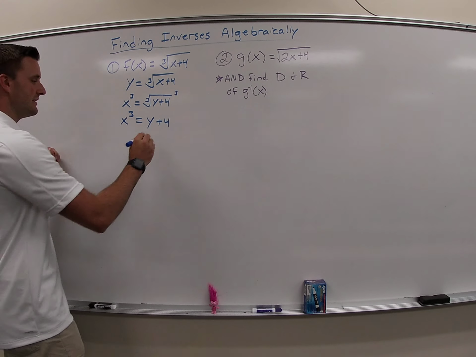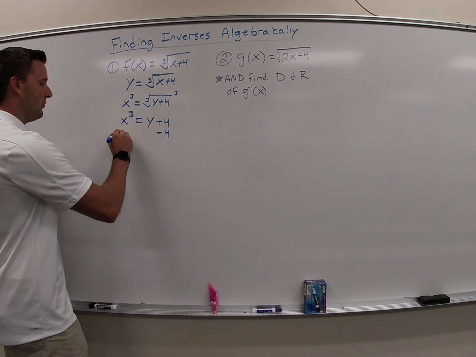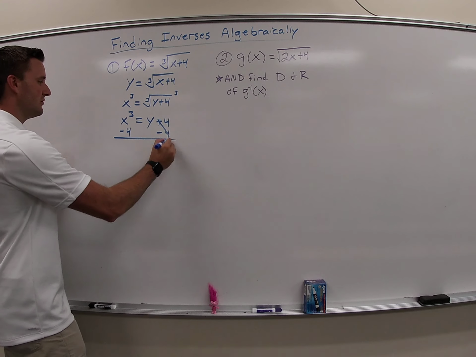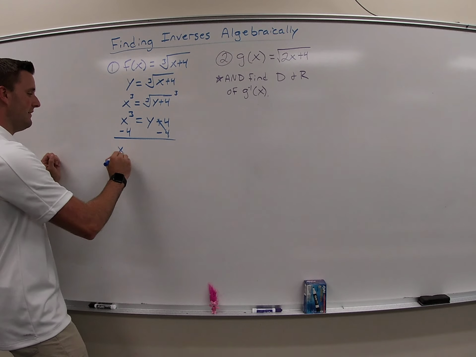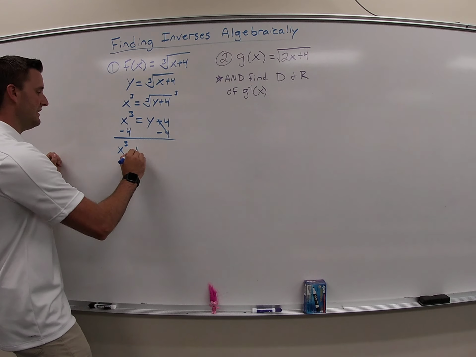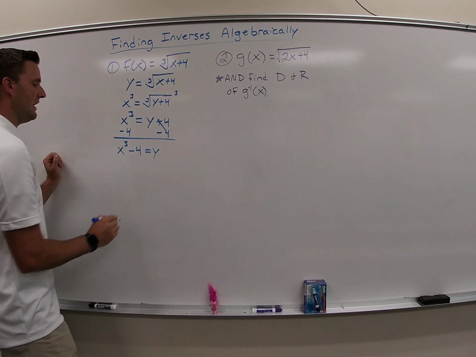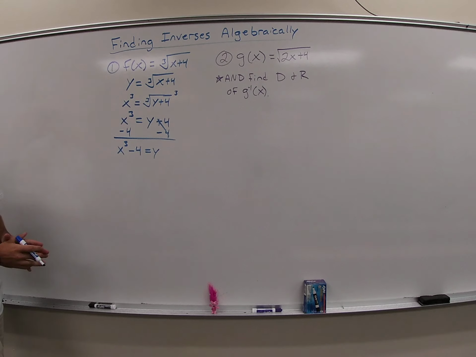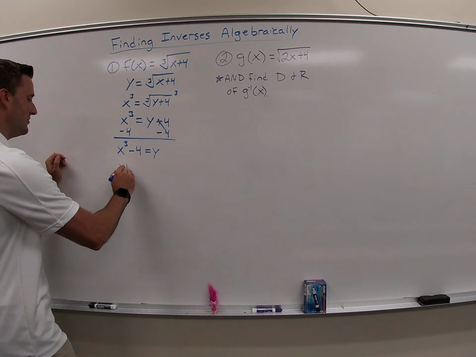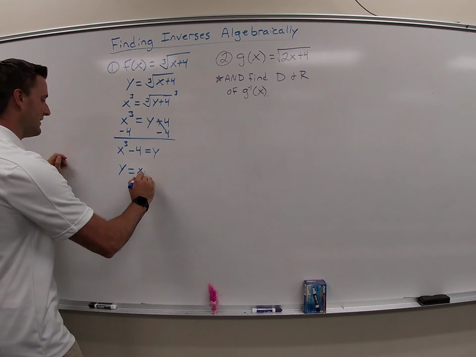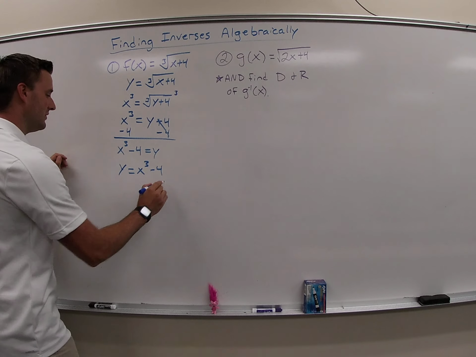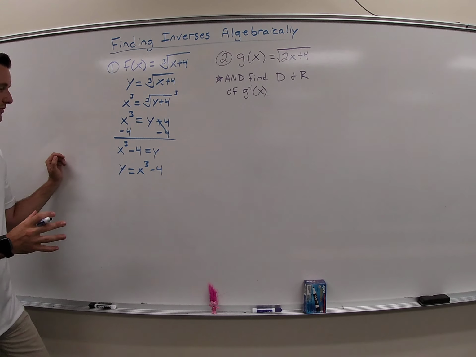Then solving for y is not a big deal. We're going to subtract 4 from both sides. Those are not like terms, so I'm just going to write them beside each other. So I have x to the third minus 4 equals y. Now, some people don't like having it written that way, so you might want to just write y equals x to the third minus 4 to make it look similar to what you're used to.